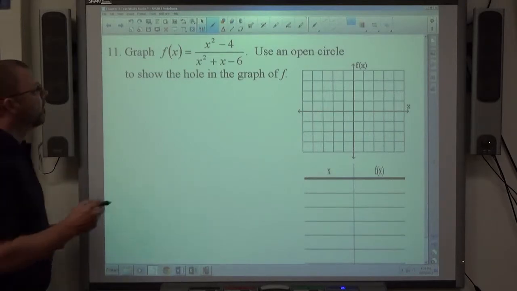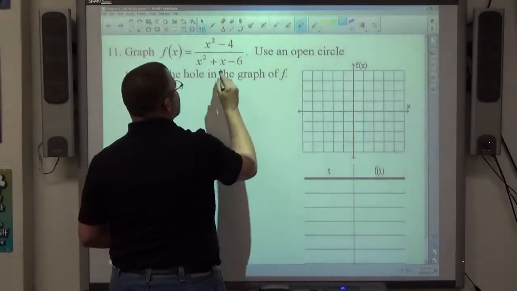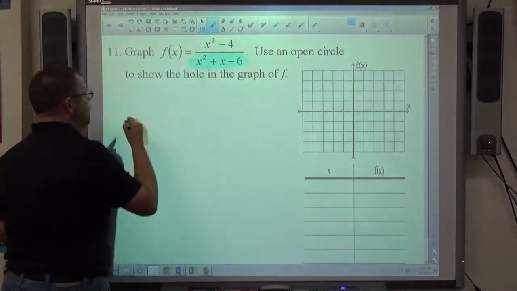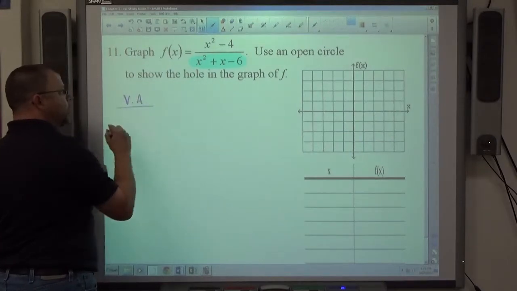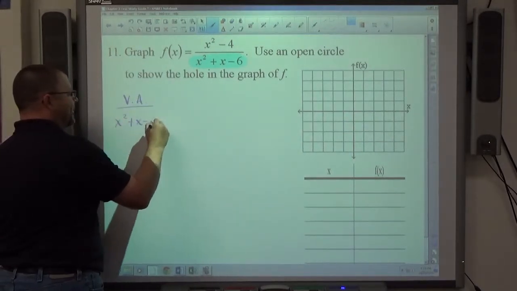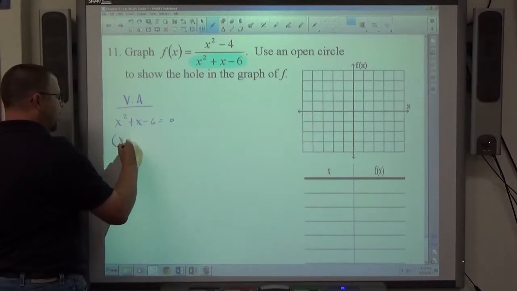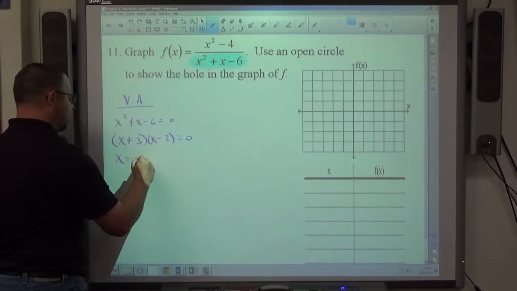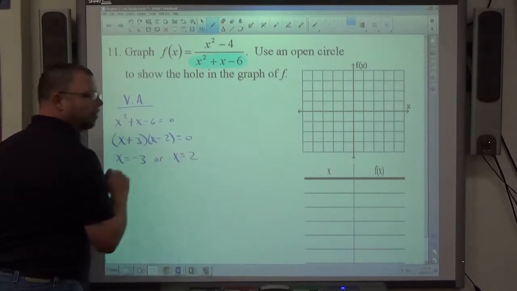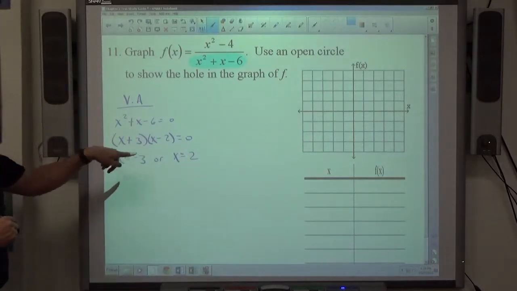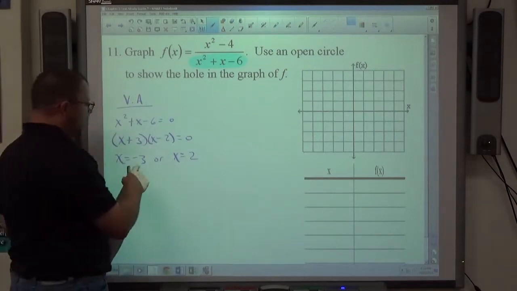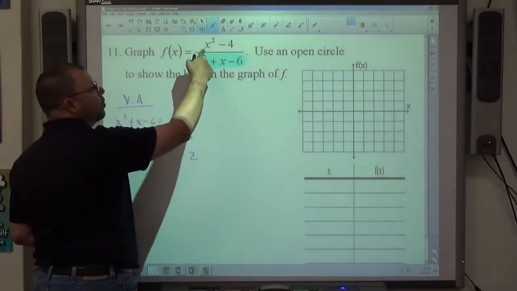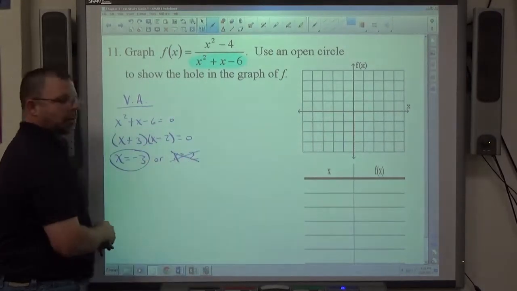It's real simple. We start off with the vertical asymptote issue, focusing on just the denominator. Vertical asymptote, we would go x squared plus x minus 6 equals 0. Once again, easily factored, x plus 3 times x minus 2 equals 0, which gives me x equals negative 3, or x equals positive 2 as vertical asymptotes. If I test out these numbers in the numerator, just mentally, negative 3 squared is 9 minus 4 is 5, so this is a vertical asymptote. 2 squared is 4 minus 4 is 0, that is not a vertical asymptote.